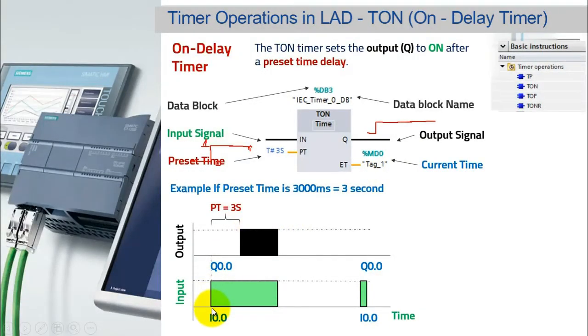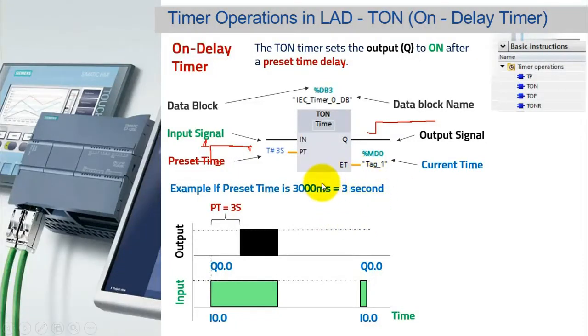As the input I0.0 goes on, which can be connected to IN, the output will be on after the preset time. This is the preset time which you put here, which is 3 seconds. So the output is on after 3 seconds, and it will be on till the input is on. This also shows that if the input is on for less than 3 seconds, and I don't have the marking here, but if you imagine this much duration is 3 seconds, there will be no output. So this is the on delay timer.